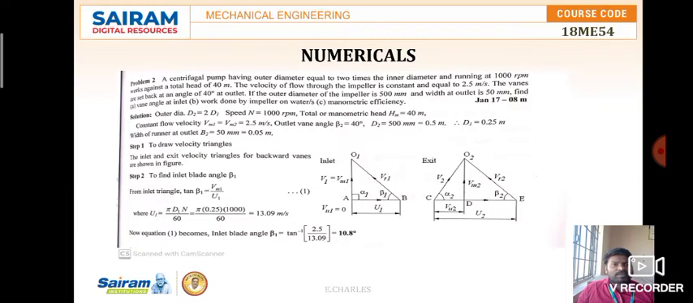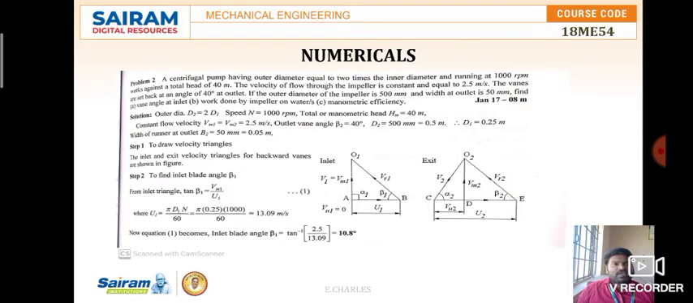running at 1000 rpm works against a total head of 40 meters. The velocity of flow through the impeller is constant and equal to 2.5 meters per second. The vanes are set back at an angle of 40 degrees at outlet. If the outer diameter of the impeller is 500 mm and the width at outlet is 50 mm, find vane angle at inlet, work done by impeller on water per second, manometric efficiency.